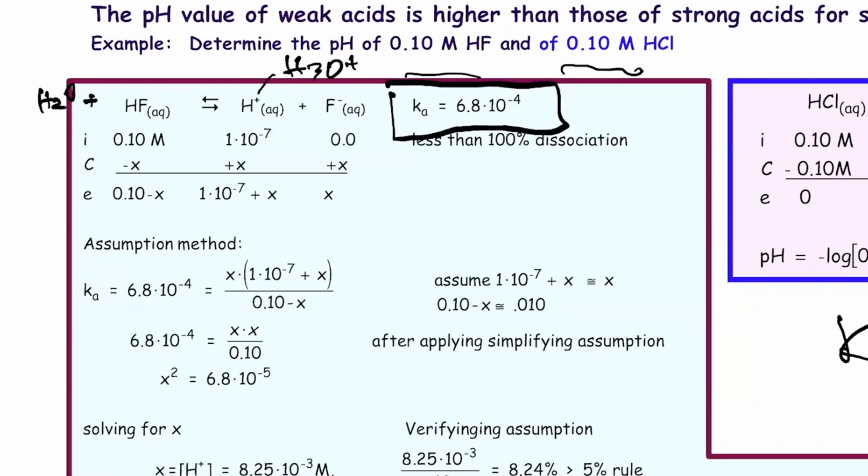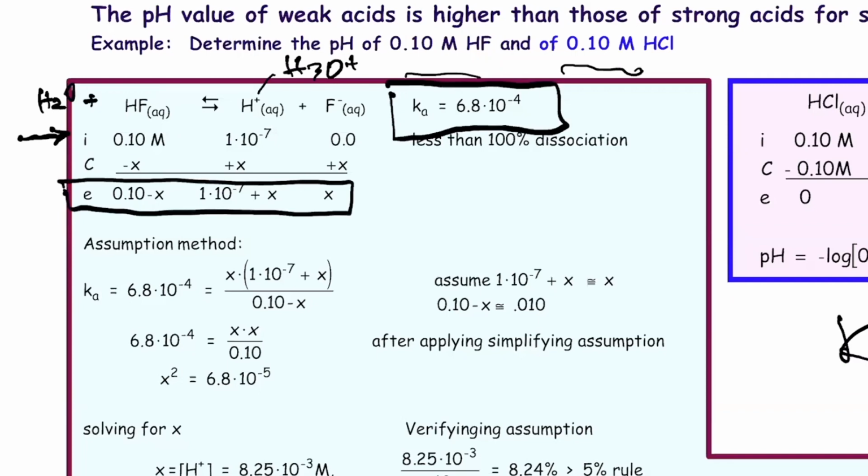Okay, but what you will see is that you're going to get a mass action expression that deals with H3O plus, H plus, F minus, and HF. So this is our initial line. The initial concentration of HF is 0.1. Hydrogen ion is 1 times 10 to the minus 7. Fluoride ion is 0. The change is minus X, plus X, plus X. And so at equilibrium, we have this right here.